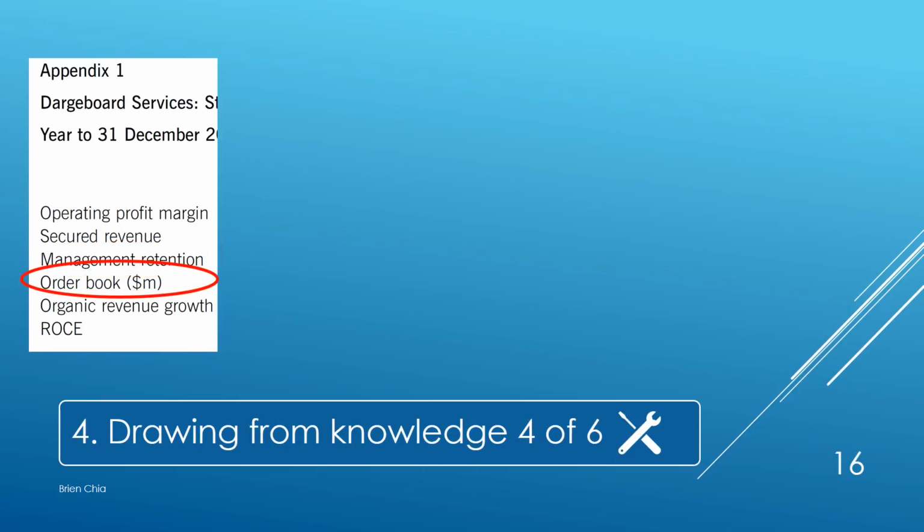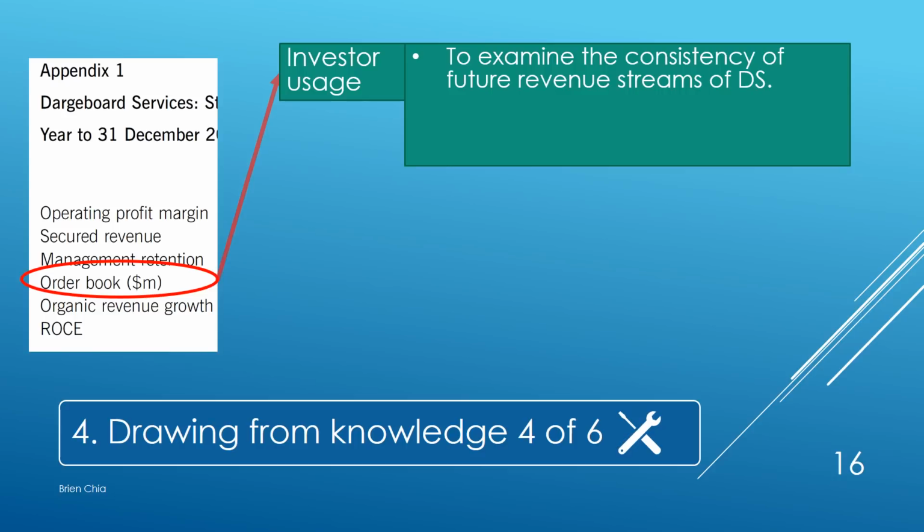The fourth item we're going to look at is the order book. How would an investor approach an order book? The investor will approach an order book by looking at the consistency, again, of future revenue streams. So if your order book is quite big, that gives investors a certain amount of revenue security. Higher percentage, higher dollar amount means larger consistent revenues in the future.